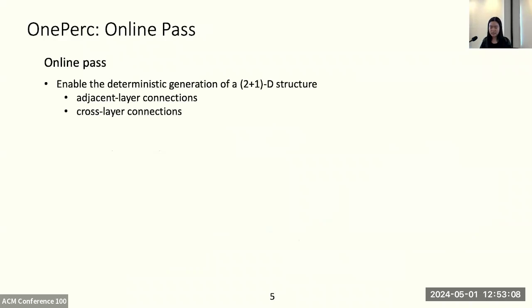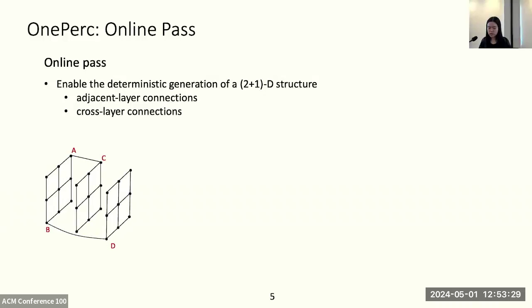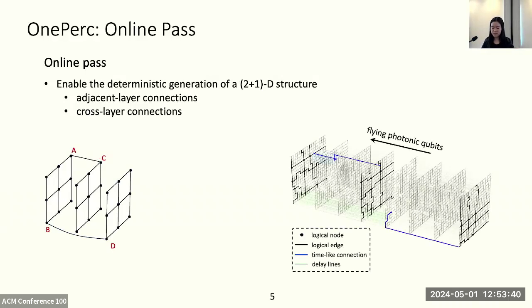The online pass of our compiler enables the deterministic generation of a 2+1D structure. This structure consists of 2D layers connected in the third dimension, where the connections in the third dimension are flexible in the sense that they are allowed to connect either adjacent layers or non-adjacent layers. For example, if we want to generate a graph state with a structure like this, which consists of 3 2D lattices and 2 edges, one is AC and BD, we can do it like this on a physical level.